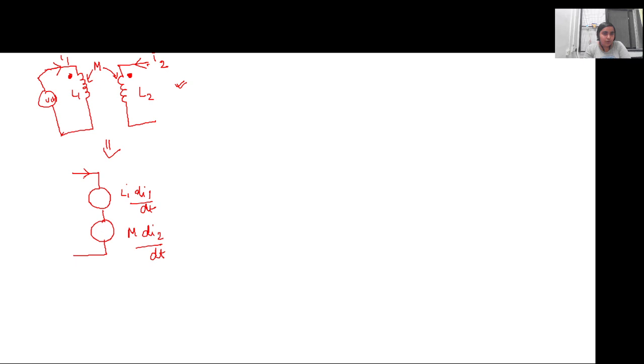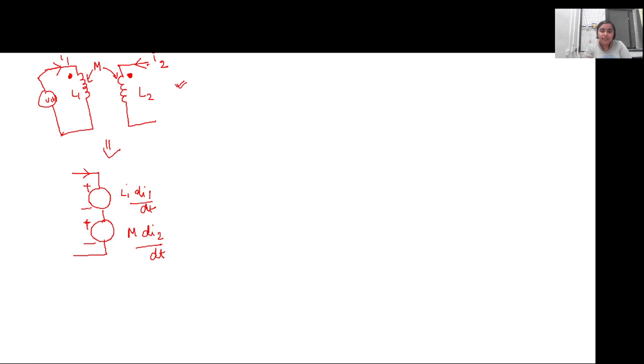Now about the direction. Since the current is flowing like this, there will be a voltage drop like this. In case of mutual inductance also, you see in both the cases the current is entering through the dot, so it will be a voltage drop like this.